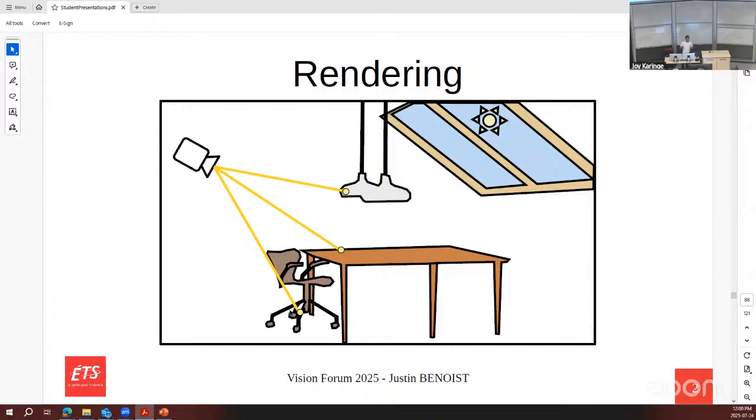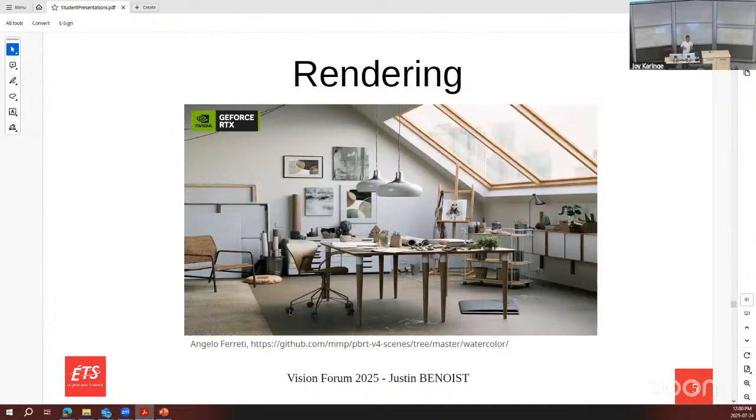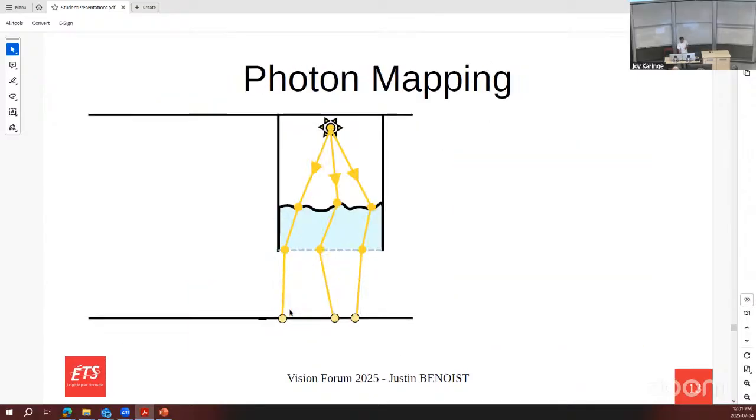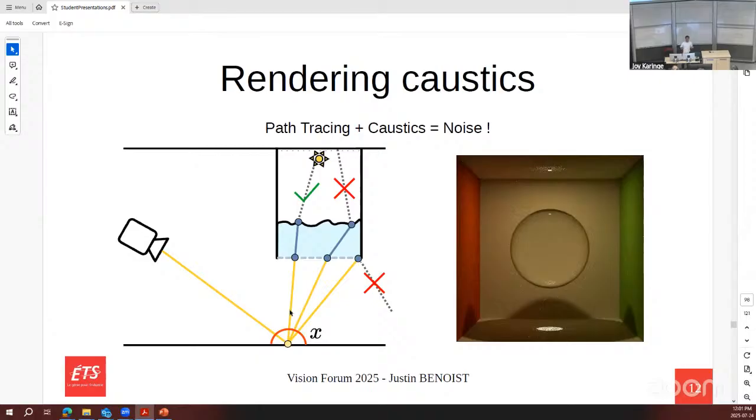Usually in rendering, we shoot a bunch of rays millions of times, and we can get very realistic images at the end of the process. The only issue is that for more complex light interactions, we can get images that are very noisy. For example, caustics are very present in everyday life and can be used for artistic purposes. When we try to render them using traditional path tracing, we can get very noisy images.